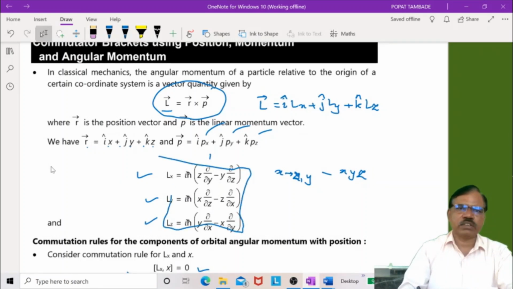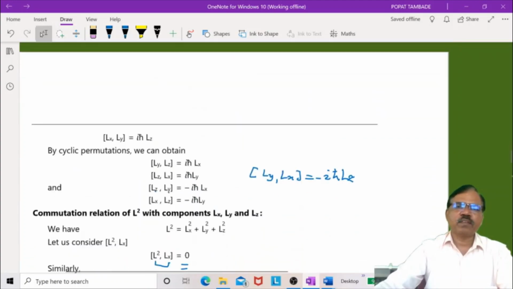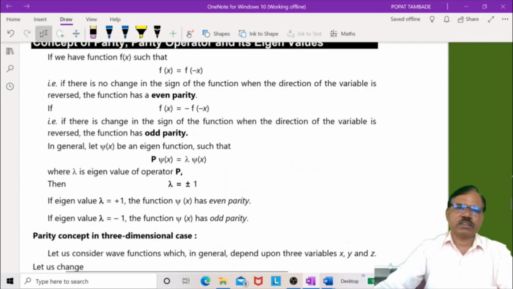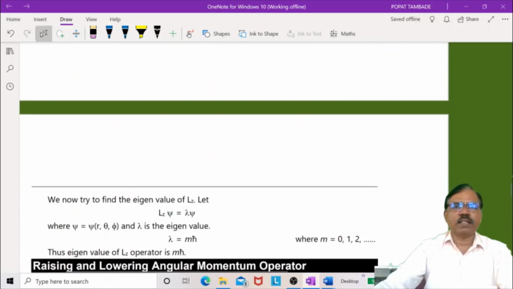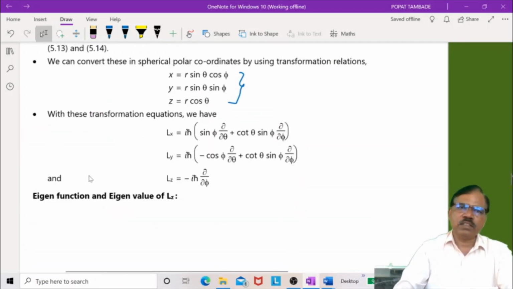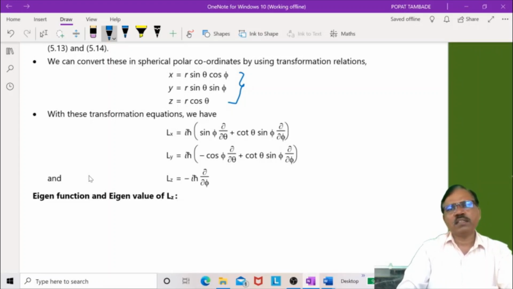If we use these transformation equations in these three equations, we will get three operators. Lx is equal to iħ in bracket sin phi ∂/∂theta plus cot theta cos phi ∂/∂phi. Ly is equal to iħ in bracket minus cos phi ∂/∂theta plus cot theta sin phi ∂/∂phi. And Lz is equal to minus iħ ∂/∂phi. Now we are interested in this operator.